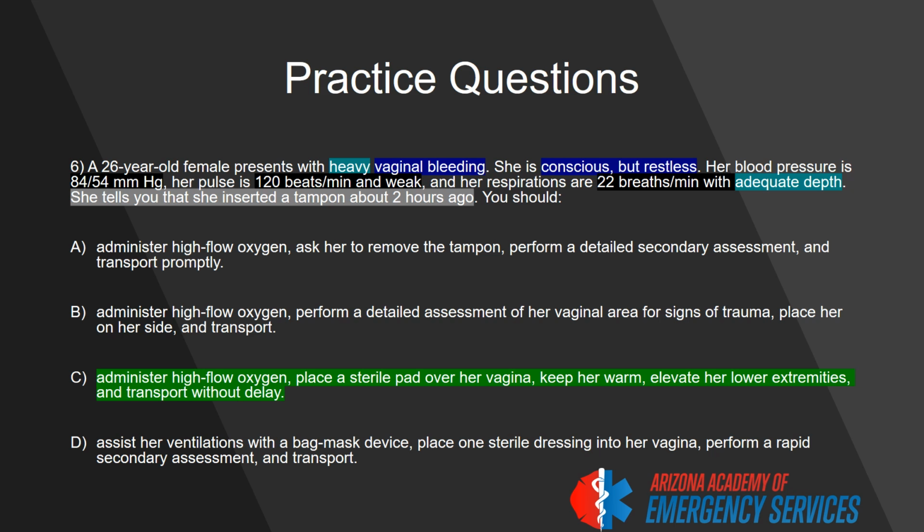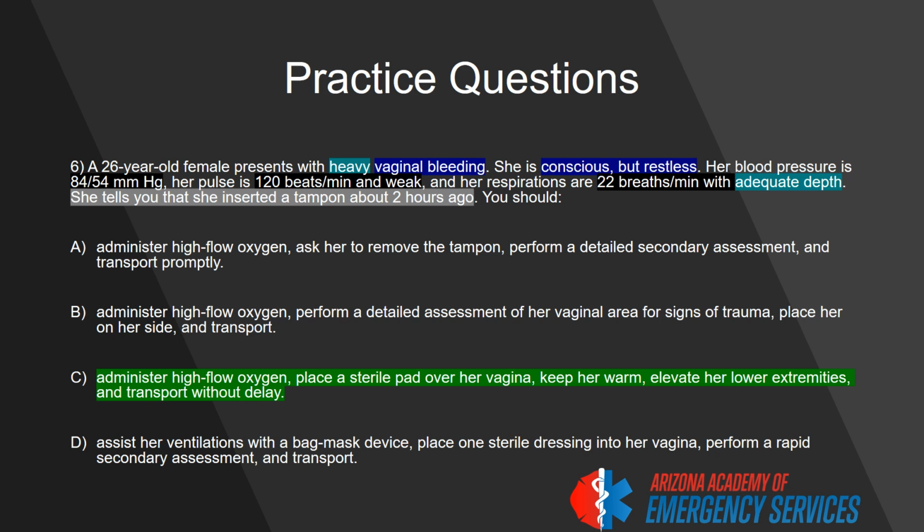Again, like we just talked about, the treatment for shock is high flow oxygen through a non-rebreather or a BVM, whatever you deem is necessary. Thermoregulation to keep them warm, rapid transport, and position of comfort. So all of the aspects of C are correct. Remember, whenever registry gives you steps in the answer options, all of the steps have to be correct.